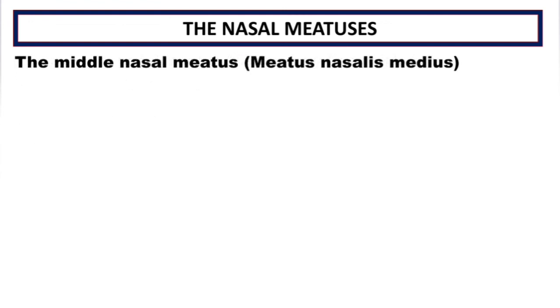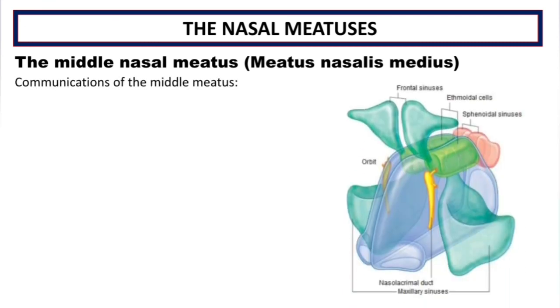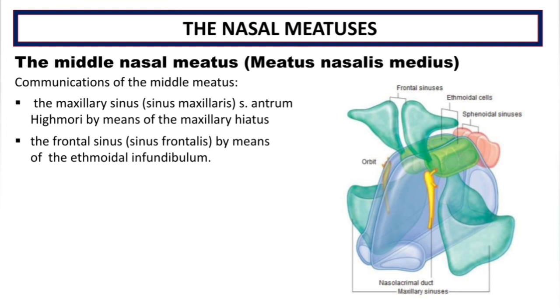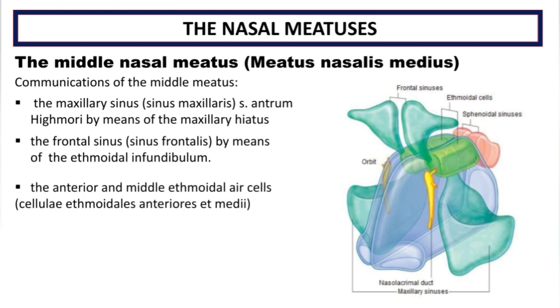The middle nasal meatus, meatus nasalis medius, has very important communications. It communicates with the maxillary sinus, sinus maxillaris, or sinus antrum of Highmore, by means of the maxillary hiatus. It communicates with the frontal sinus by means of the ethmoidal infundibulum, which is just a funnel shaped opening, and with the anterior and middle ethmoidal cells, cellulae ethmoidales anteriores et mediae.